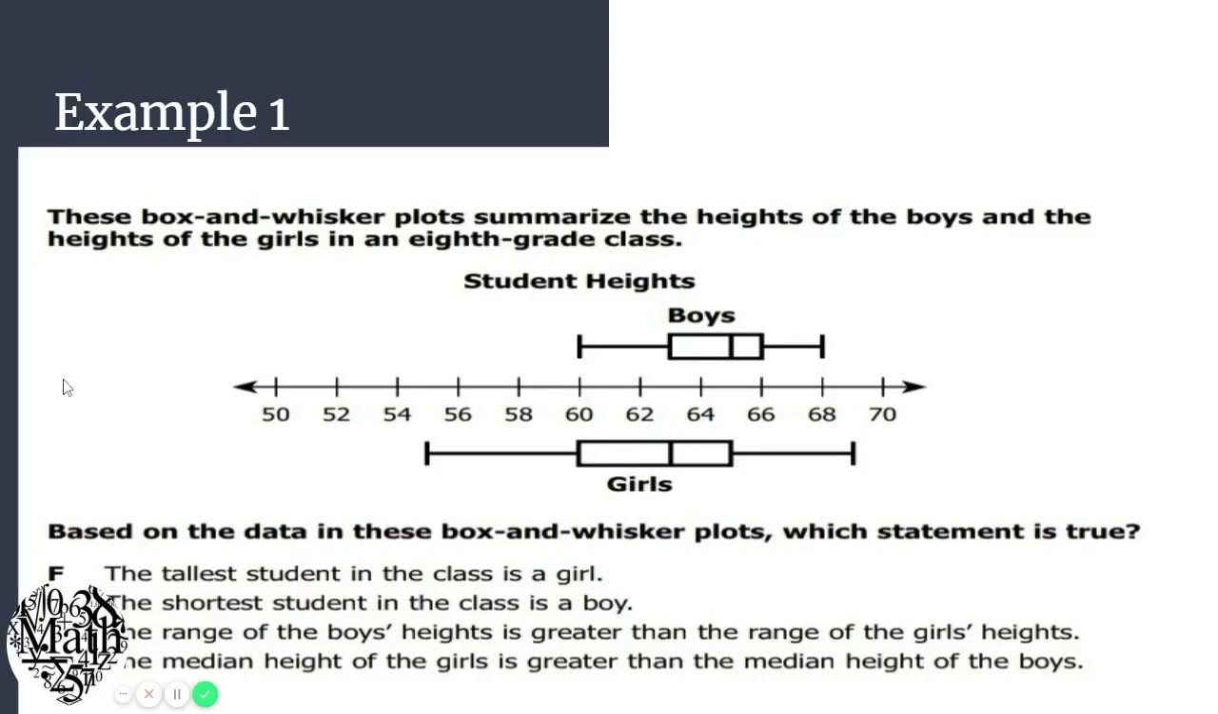Here's example number 1. It says, these box and whisker plots summarize the heights of the boys and the heights of the girls in an 8th grade class. Based on the data in these box and whisker plots, which statement is true? F, the tallest student in the class is a girl. G, the shortest student in the class is a boy. H, the range of the boys' heights is greater than the range of the girls' heights. And the last choice, the median height of the girls is greater than the median height of the boys.